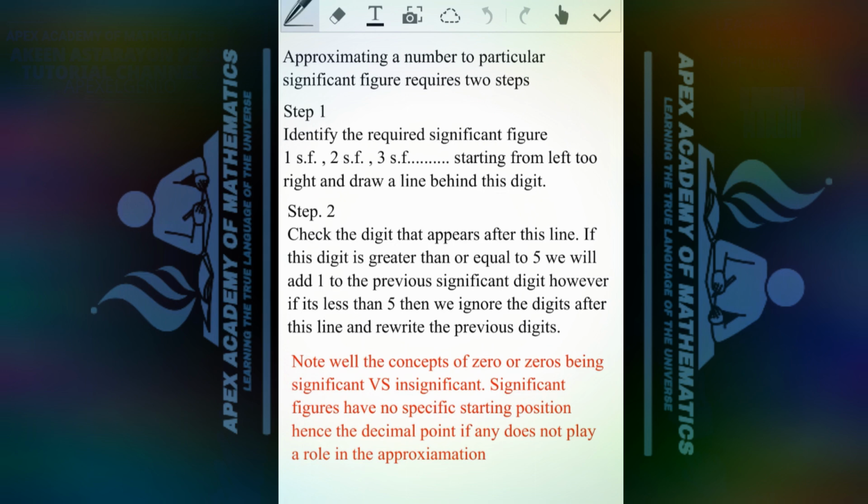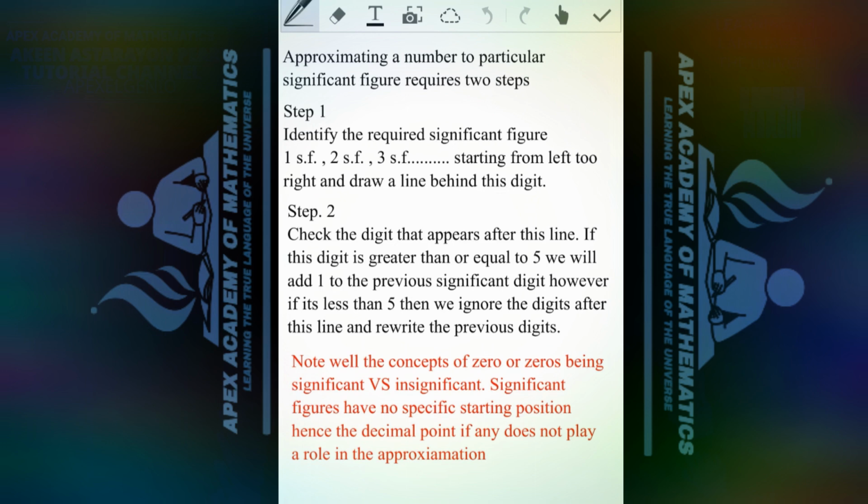All right, that is step 1. And of course, step 2, which is the final step, is to check the digit that appears after the line that you have drawn. Now, if this digit is greater than or equal to 5, we will add 1 to the previous significant digit. All right, this will all make sense momentarily.